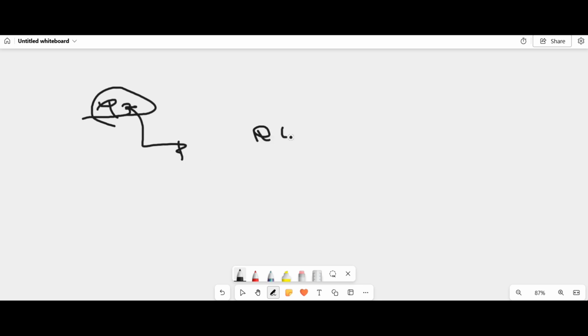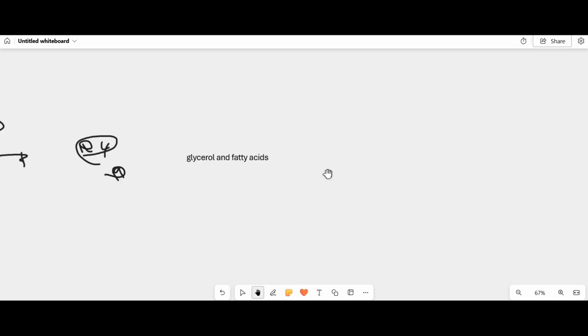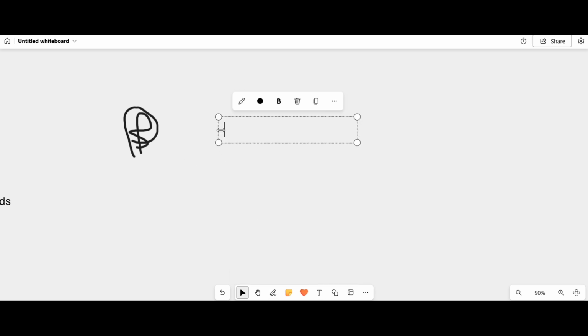My bad, question 4A. Name the 2 parts here. P is the glycerol, and those 3 Q's are fatty acids. So glycerol and fatty acid. B: name the type of bond between P and Q in the diagram. That's obviously going to be an ester bond.